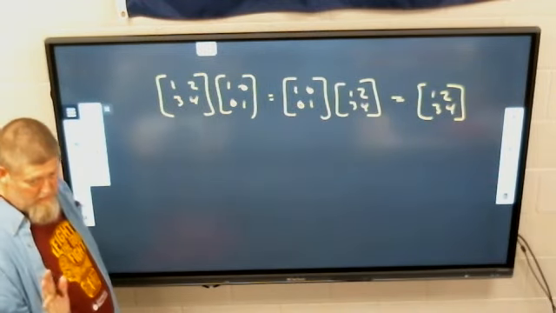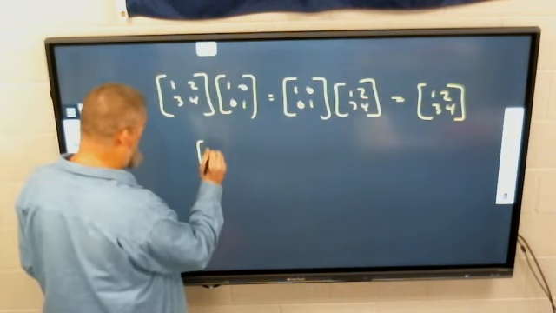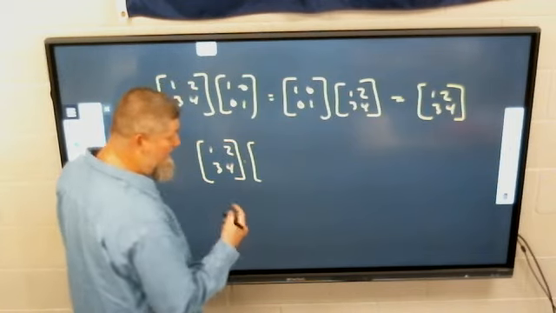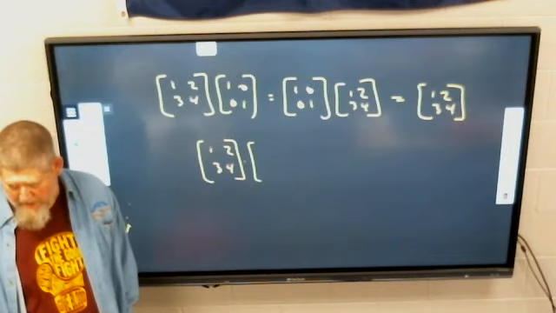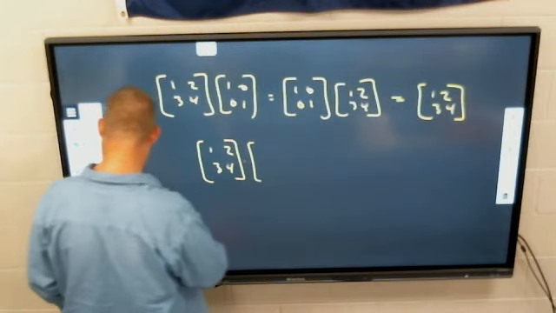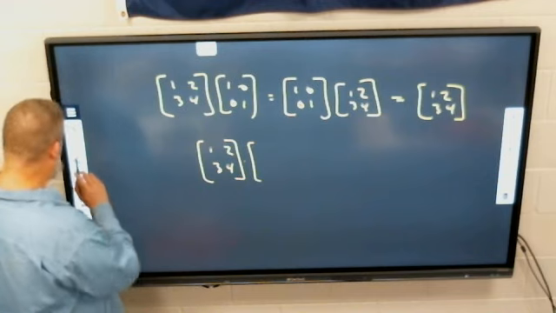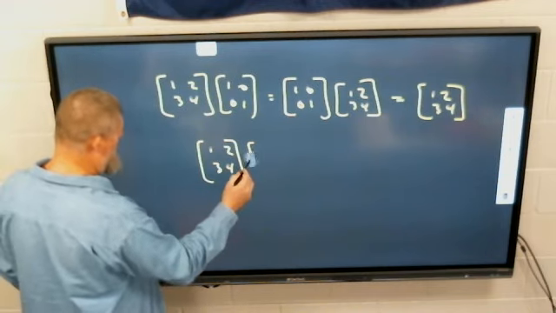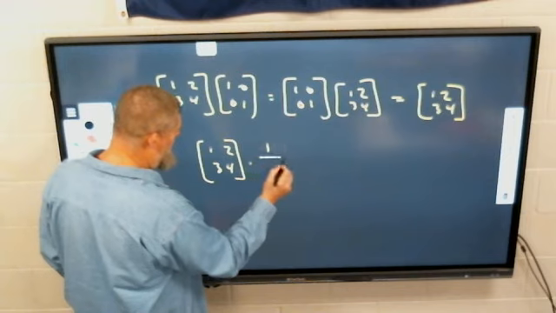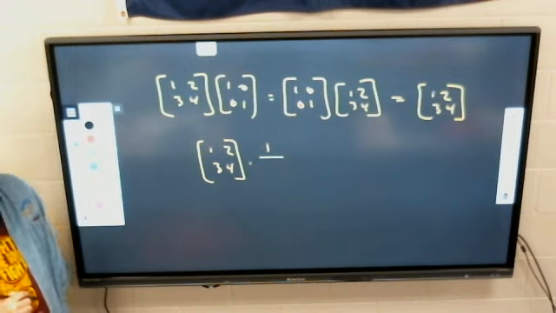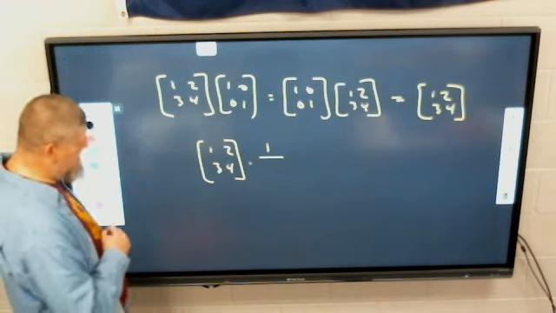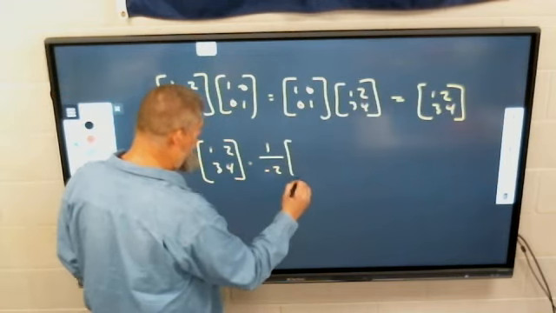Now, if I take 1, 2, 3, 4, and I multiply it by its inverse. Yesterday we talked about how to find the inverse: 1 over the determinant, switch the A and D, stuff like that. I'm not actually going to multiply it out, but let's just do it real quick. Times, what is the inverse of this? It's 1 over, what's the determinant? 1 times 4 minus 2 times 3, so -2.